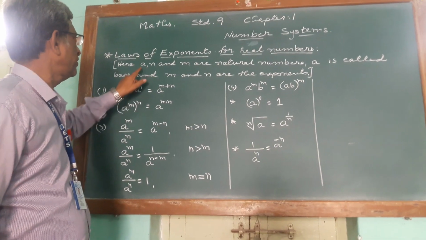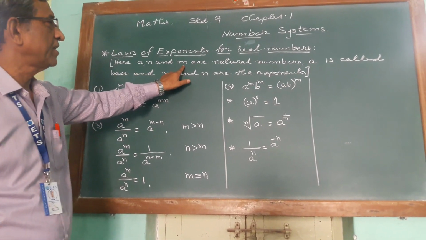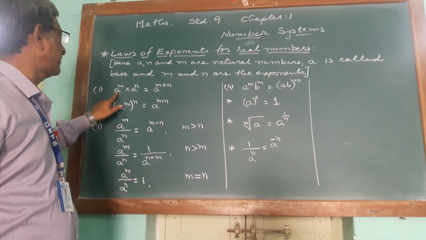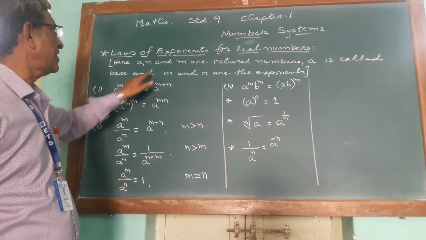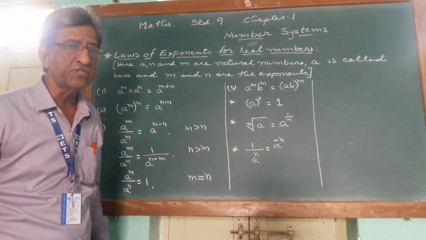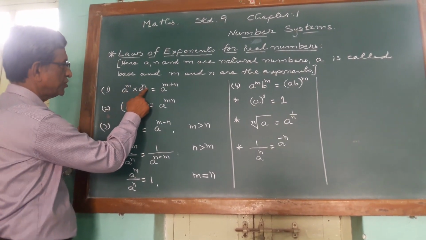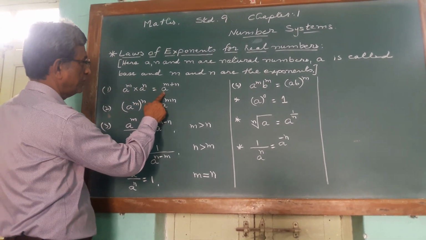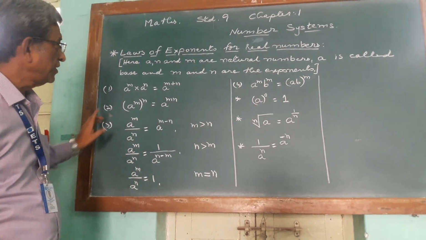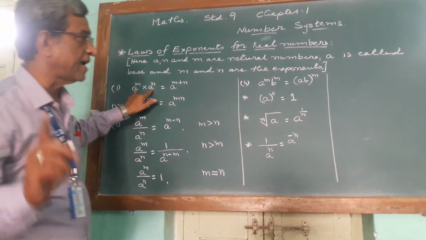Here we will take three numbers a, m and n. Here they are natural numbers. A is called base and m and n are called exponents. So the first rule is that a raised to m into a raised to n is equal to a raised to m plus n. Means if the base is the same, their indices are added.